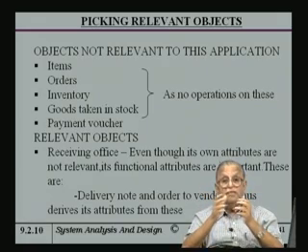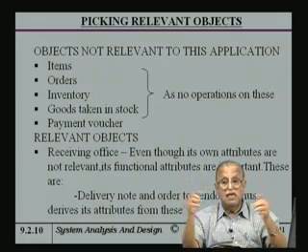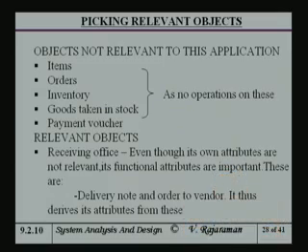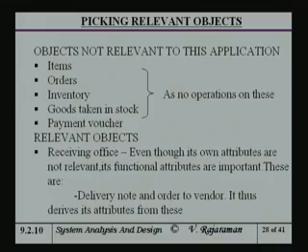So in general, we look at an object-oriented system as a set of objects which all have some independent existence, but they collaborate or cooperate to get a particular job done. So from that point of view, the receiving office, even though the office's attributes are not relevant, its functional attributes are important.